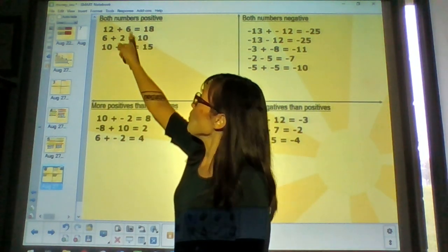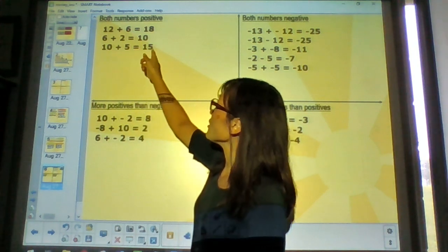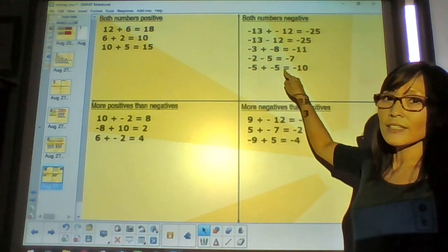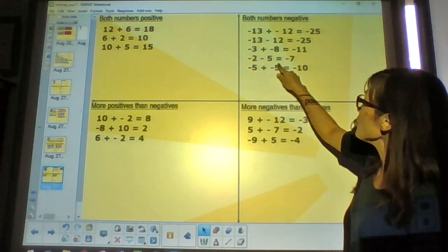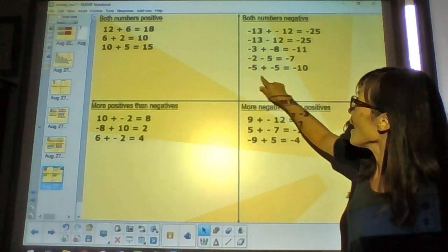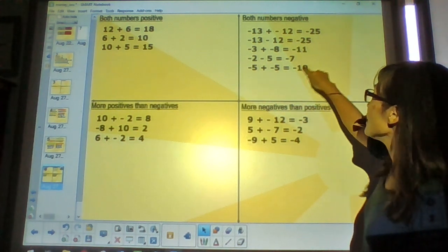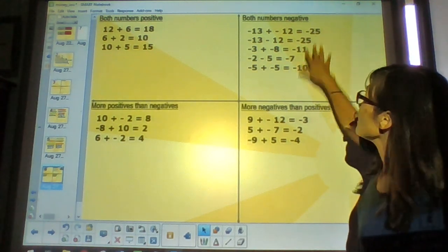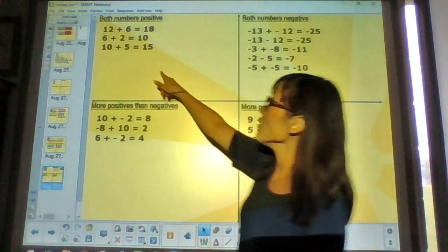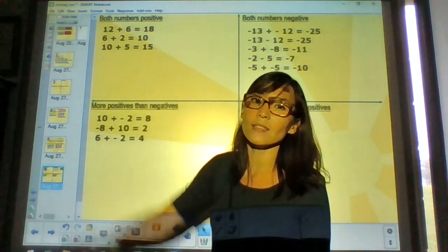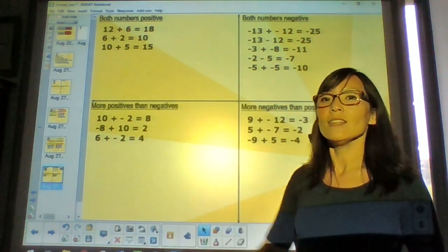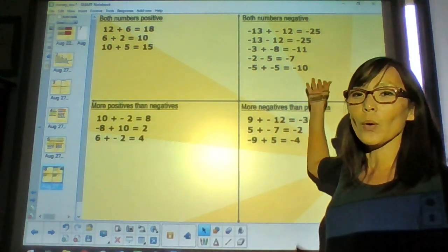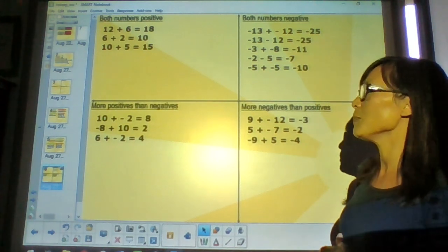If you notice, when both numbers are positive, all you have to do is just add them and you get a total. Let's look at the negatives as well. If I have both numbers negative, if I just add the numbers themselves, then my total is negative. Not only that, all of my negative answers are negative. All of my positive answers are positives. So when you are adding positives, you just get more positives. When you're adding negatives, you just get more negatives. Your answers are always going to be negative.